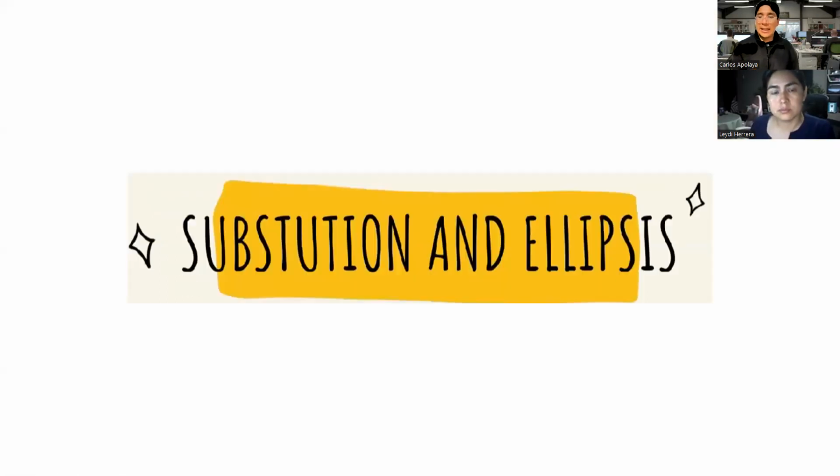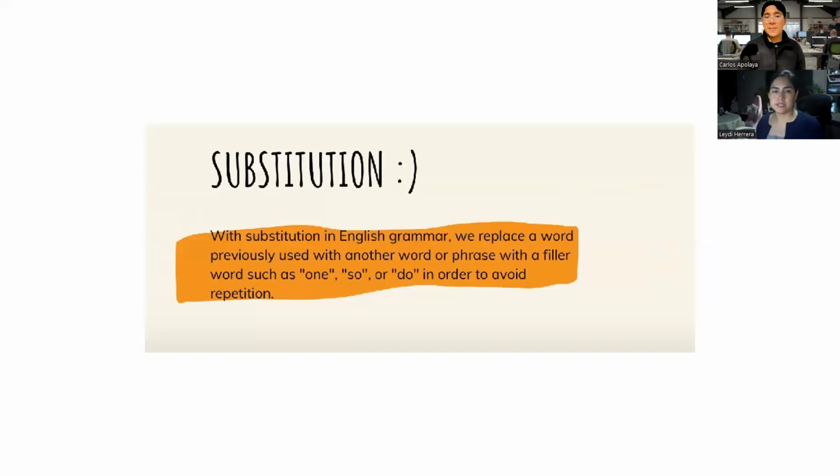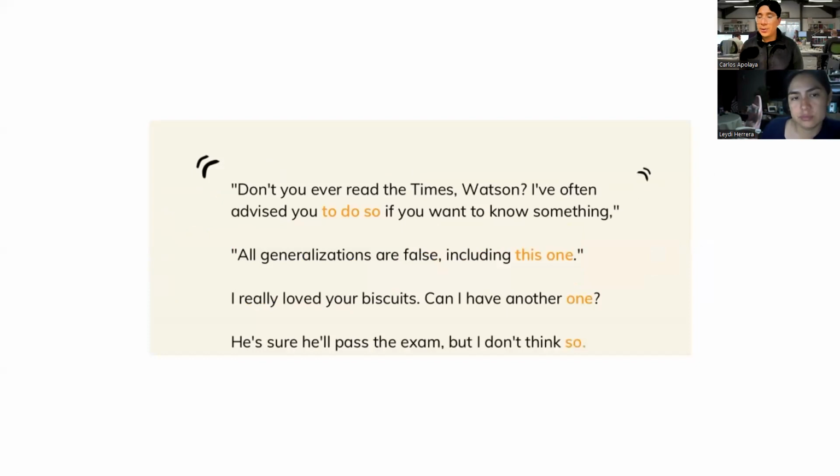I know in our previous class we were discussing and learning about ellipsis and substitution. Do you remember? Okay, I have a presentation just to review super quickly. Let me share it here. Substitution and ellipsis. With substitution in English grammar, we replace a word previously used with another word, like one, so, or do, in order to avoid repetition. We have here four examples and we are going to analyze them one by one, okay?